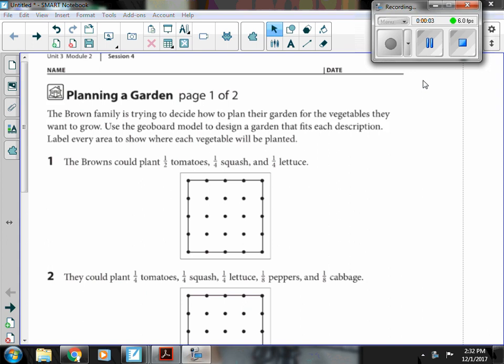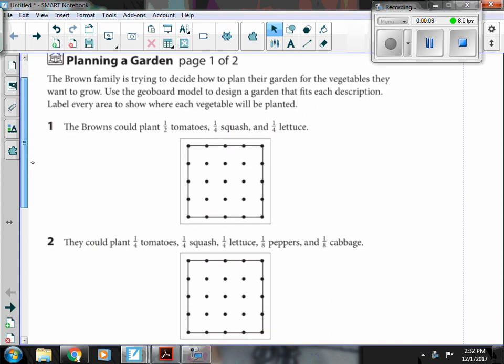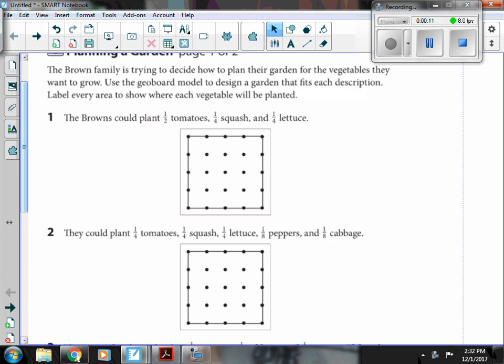Tonight's homework is pages 57 and 58 in the homework journal. It talks about breaking up a garden into different fraction amounts. So the Brown family is trying to decide how to plan their garden for the vegetables they want to grow. It says use the GeoBoard model to design a garden that fits each description. Label every area to show where each vegetable will be planted.